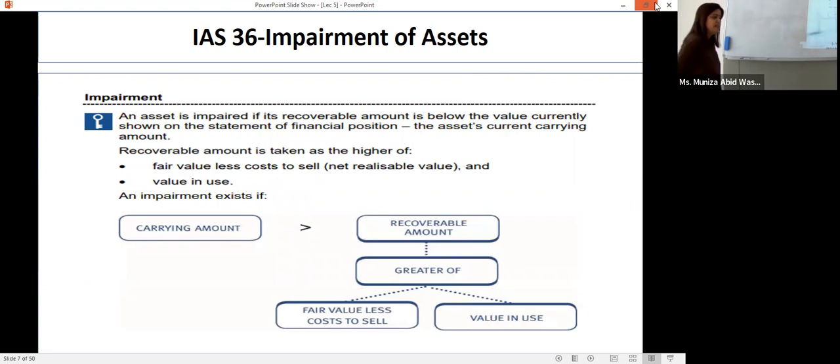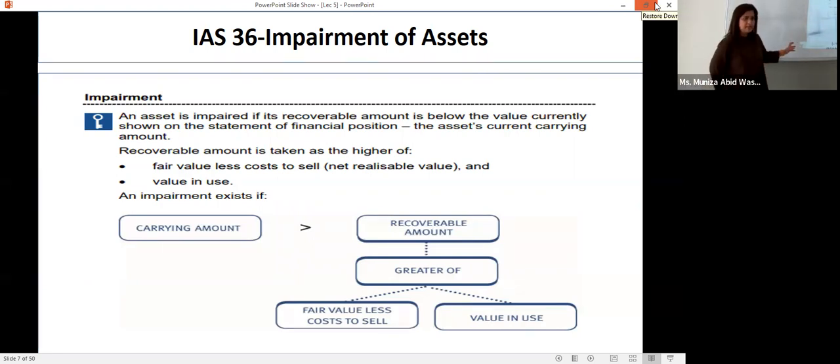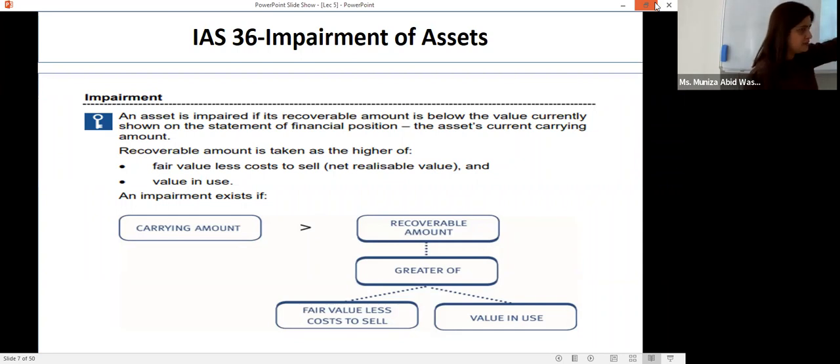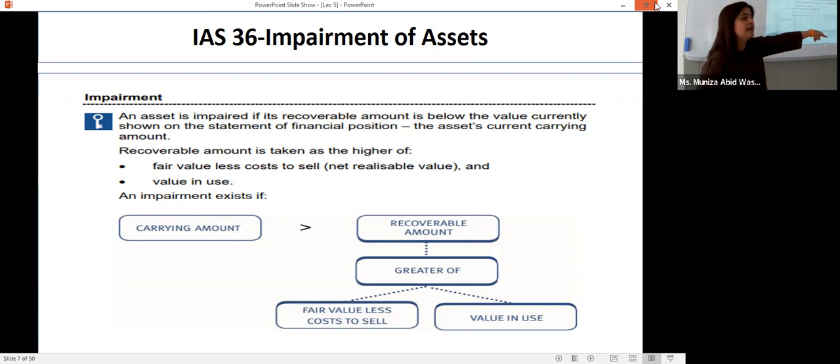Now, students, what is an impairment? We have discussed already. In order to consider an impairment, we compare two values, carrying value and recoverable amount. If carrying value is more than the recoverable amount, it's an impairment. And what is a recoverable amount? It's the greater of value in use and NRV, net realizable value.